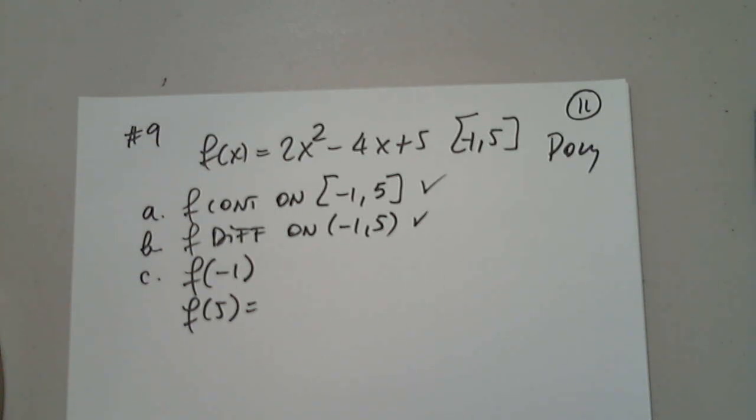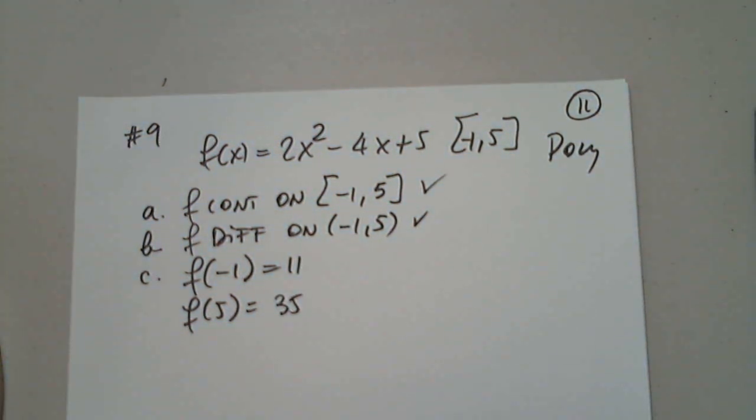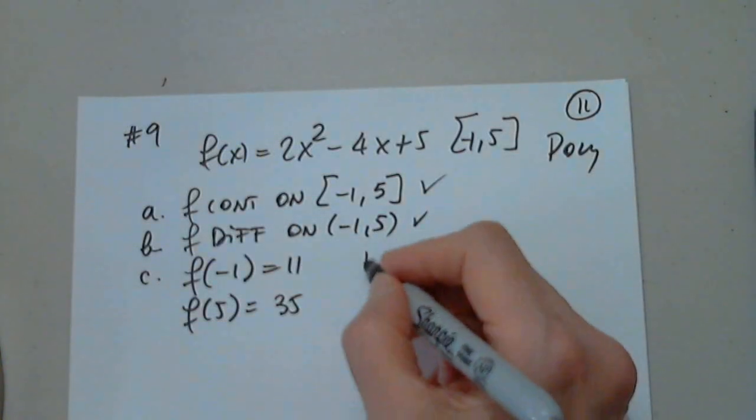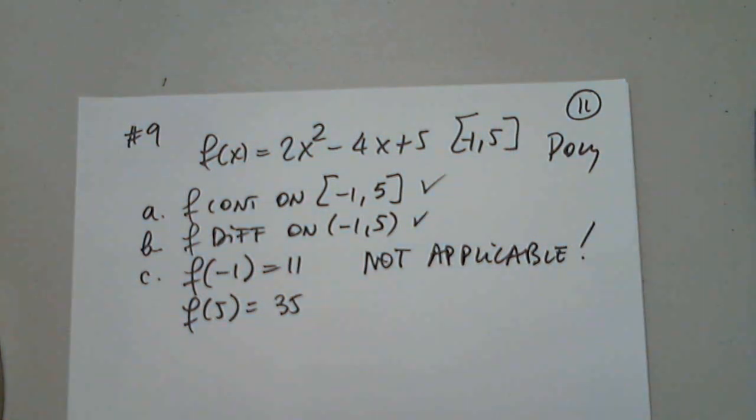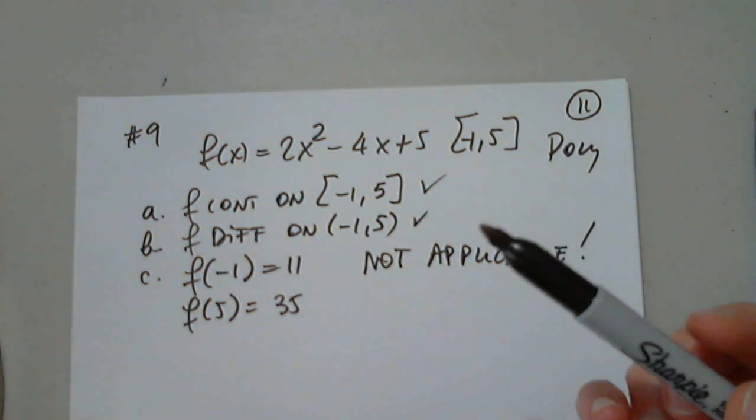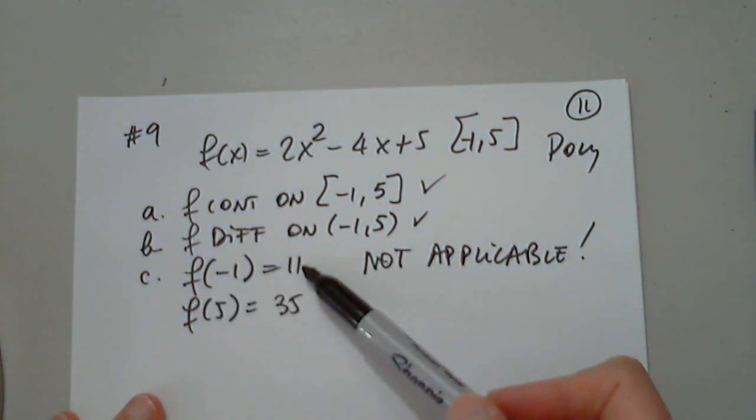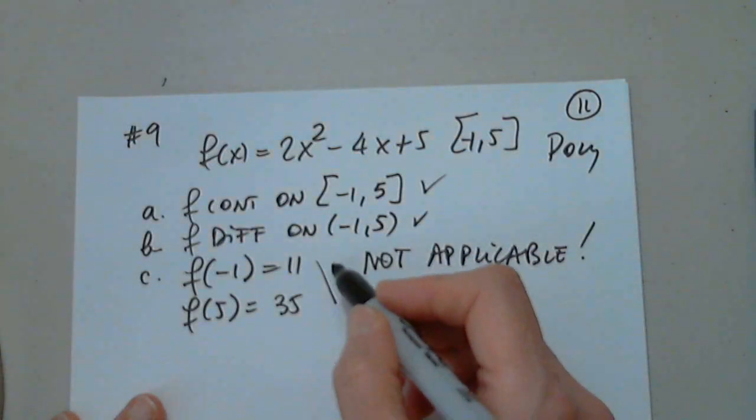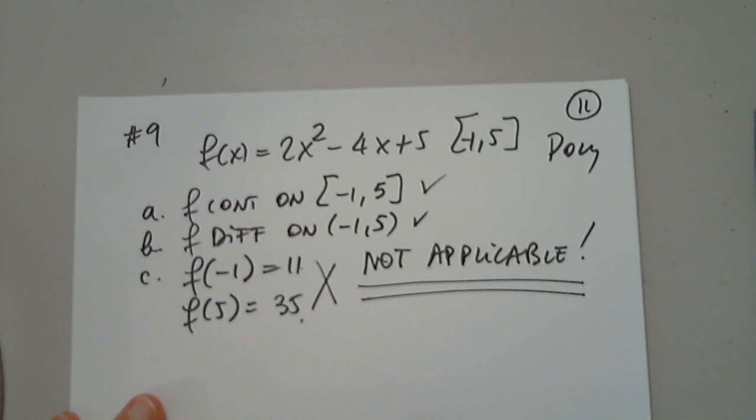So 2x squared minus 4x plus 5, yes. I plugged in negative 1. I did, and I got 11. I plugged in 5, and I got 35. And then I will conclude Rolle's theorem is not applicable. Not applicable. Okay, so the function is continuous on this, is differentiable on this, but I got that f of negative 1 is 11 and f of 5 is 35. So 11 does not equal 35, so Rolle's theorem is not applicable. Any questions on this?